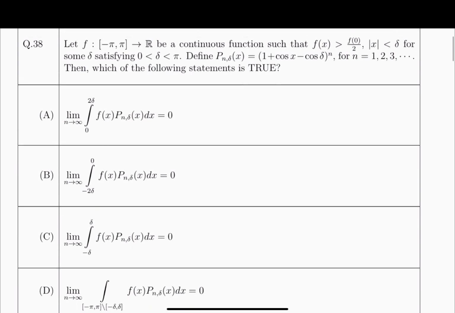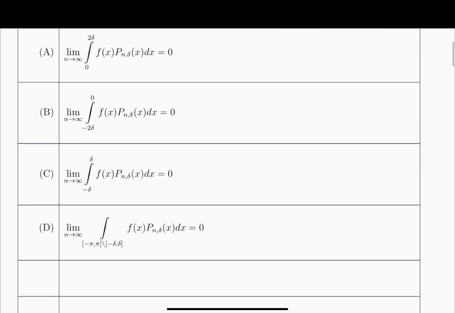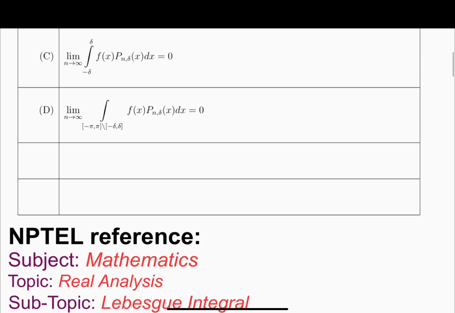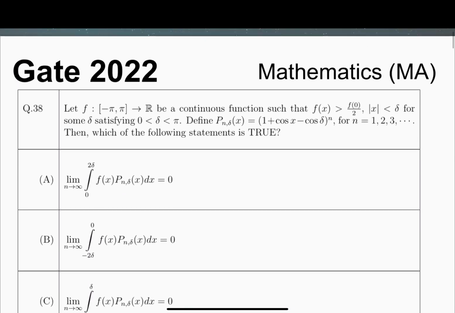Then four options are given. You have to check which one or ones are correct. So these are the four options. In order to solve this, this is the NPTEL reference. Okay, now let's solve the question.